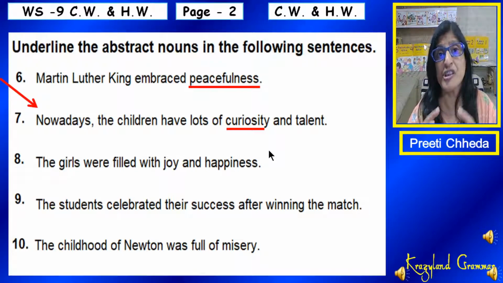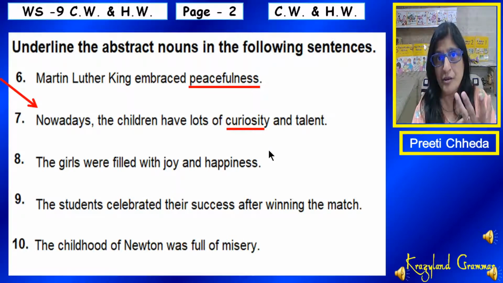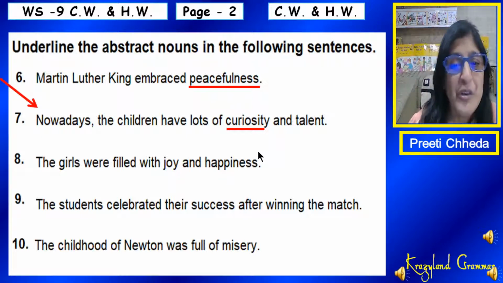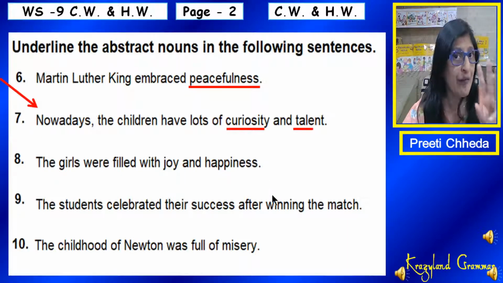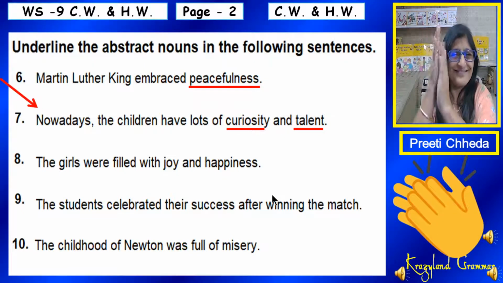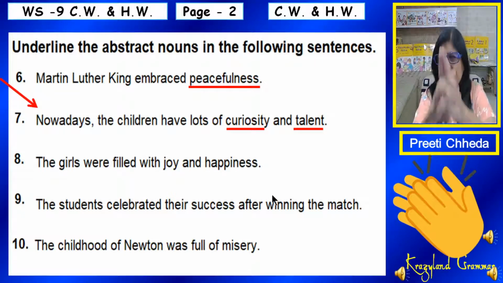And if you have a curiosity and talent, you can always get confidence and progress, and that leads you to give you success. मैम ने इतने सारे abstract noun use कर दिए: curiosity, talent, then progress, confidence, and success. So curiosity and, no, talent, yes. So there were two. Check your answer. So this claps for all of you who have done it correct.